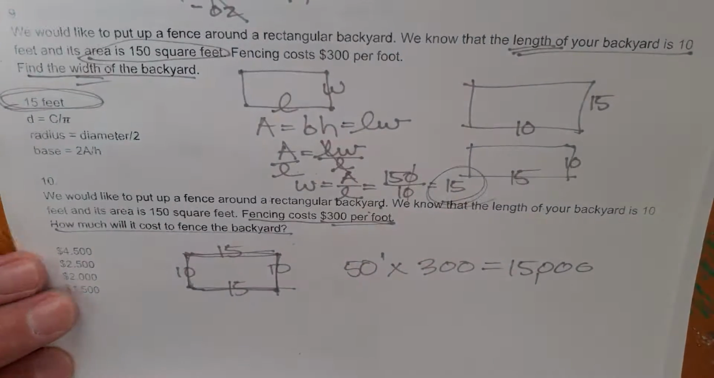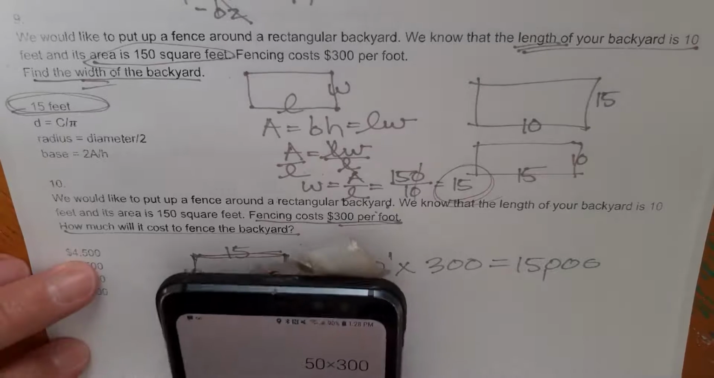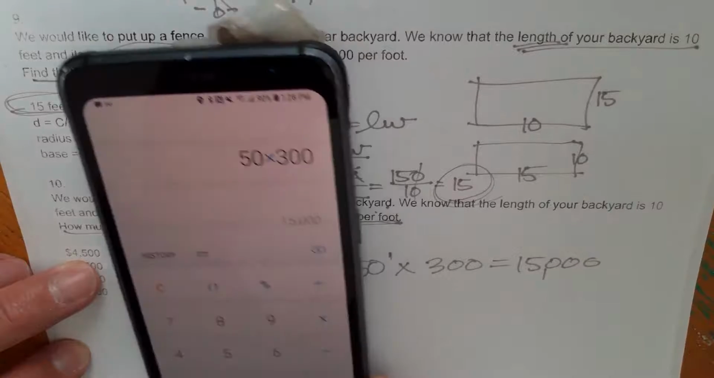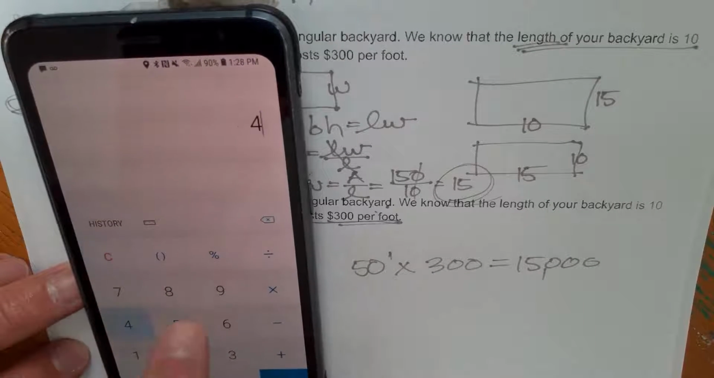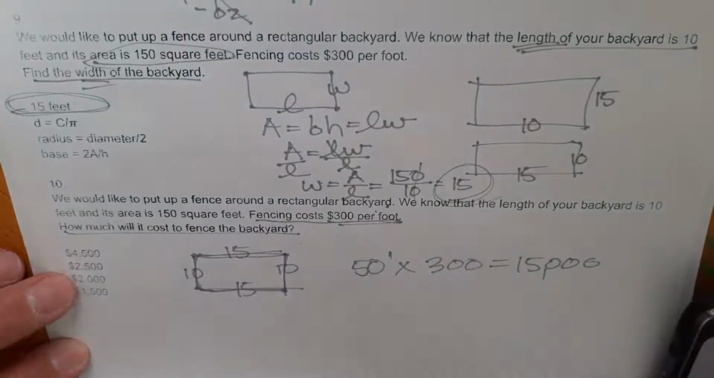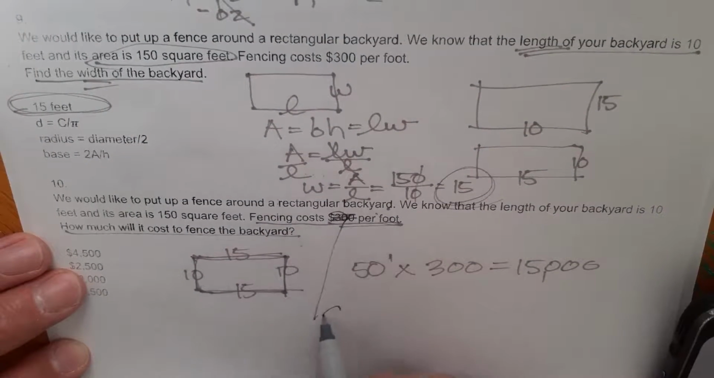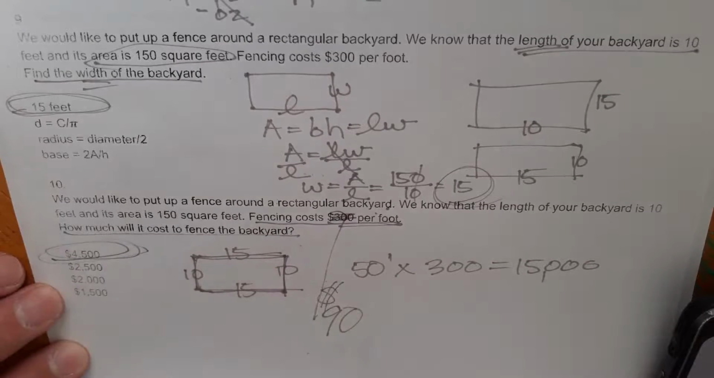Not totally sure what they were thinking. Okay, and it does say 300 per lineal foot. I'm just curious, what if it was 4,500? 4,500 divided by 50 feet equals 90 bucks per lineal foot. I'm tempted to change this to 90 bucks, okay, so that it can be this answer.